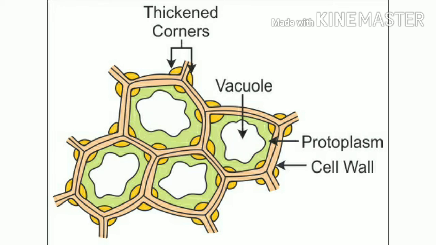If they have chloroplast, then they will help in photosynthesis. The function is that they provide mechanical support to the growing parts of plant, such as young stem, petiole of a leaf, etc. Now the next tissue that we have to deal with is sclerenchyma.